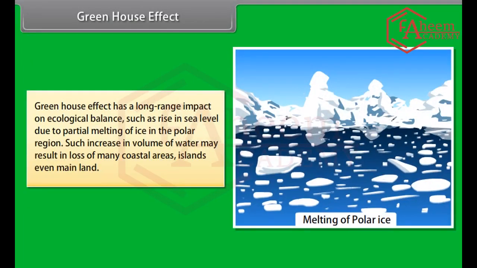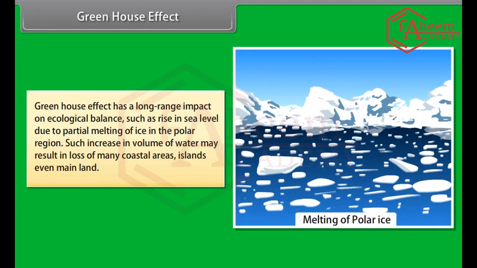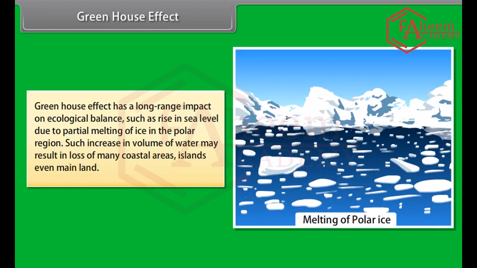The greenhouse effect has a long-range impact on ecological balance, such as a rise in sea level due to partial melting of ice in the polar regions. Such an increase in the volume of water may result in the loss of many coastal areas, islands, even mainland.